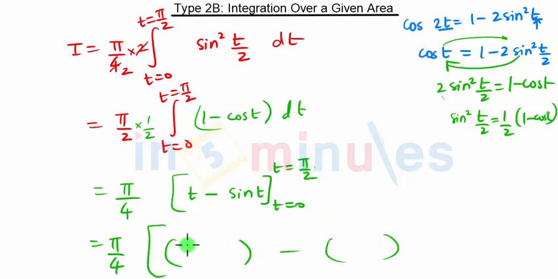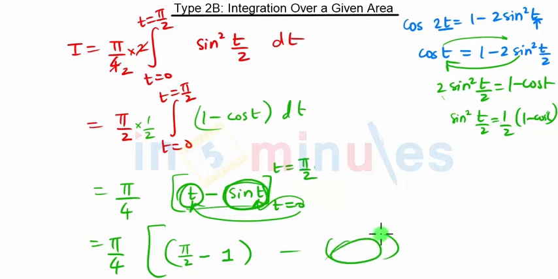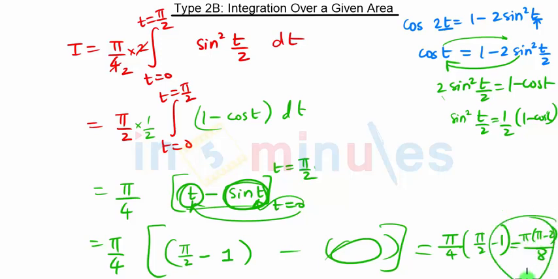When we put t equal to pi by 2, here we get pi by 2 minus sine of pi by 2. Sine of pi by 2 is 1. When we put t equal to 0, this term will become 0, and it will be sine of 0, which is 0. So this entire term will be 0 for the lower limit. So we get pi by 4 into (pi by 2 minus 1). If we take the LCM and solve this, we get (pi minus pi by 2) upon 8. So this is our final answer.